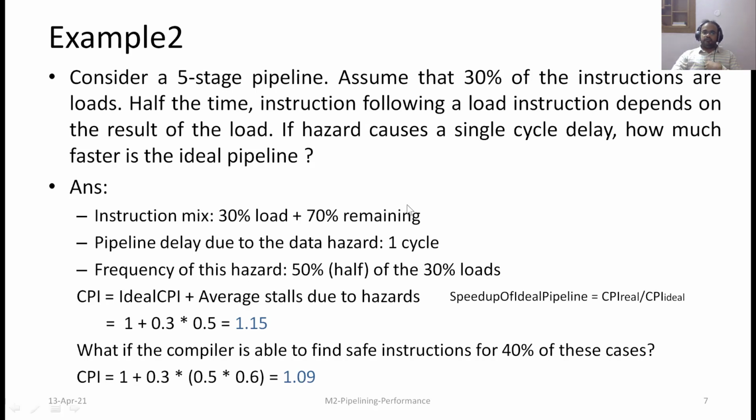Now, the question was the ideal pipeline speedup. It would be the CPI real, which is 1.15, upon CPI ideal, which is 1. So the speedup that is achieved is 1.15 times.